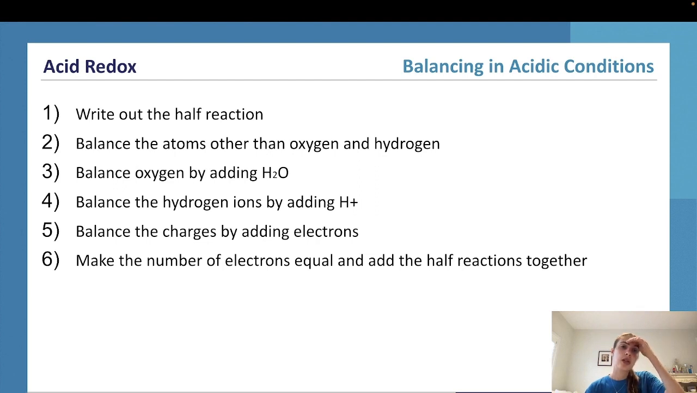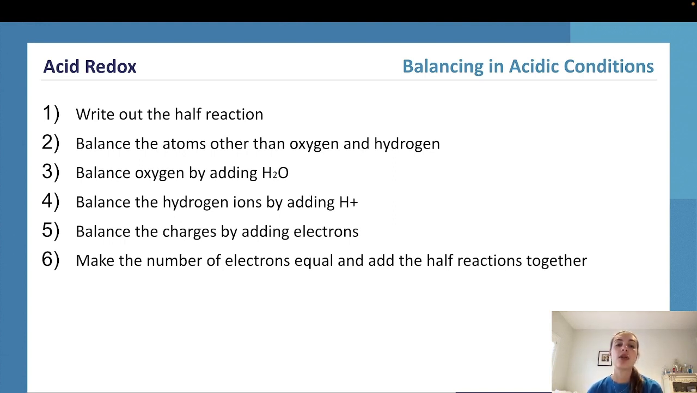So the first thing you need to do is write out the half reactions for each of the parts, so the oxidation and the reduction reactions, same as you would always do for these. And then the next thing you need to do is balance for all atoms other than oxygen and hydrogen. So that's just your typical normal balancing, the type of chemical reaction balancing you did in grade 10 and grade 11, and balance for all atoms other than oxygen and hydrogen.